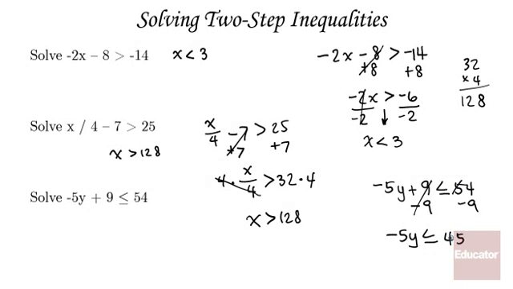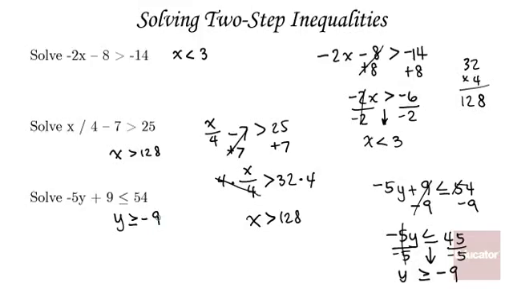And our last step is the inverse of multiplying by negative 5, which is dividing by negative 5. And we're dividing by negatives, so I'm going to draw an arrow here so I remember that I must reverse my inequality sign. That's going to be negative 9. So y is greater than or equal to negative 9.